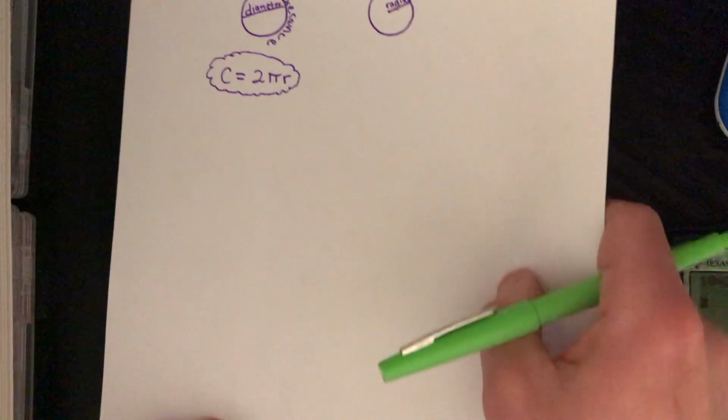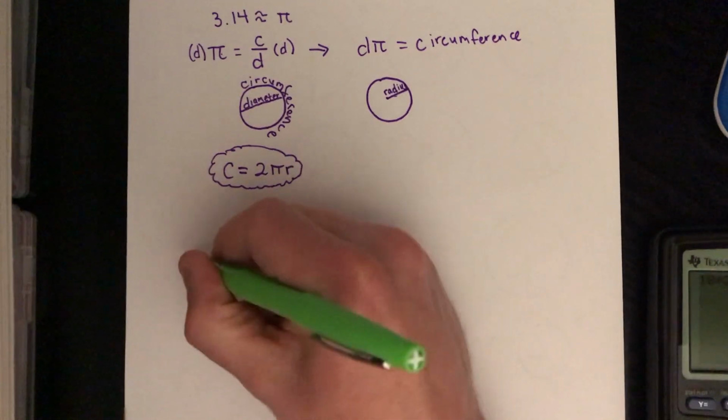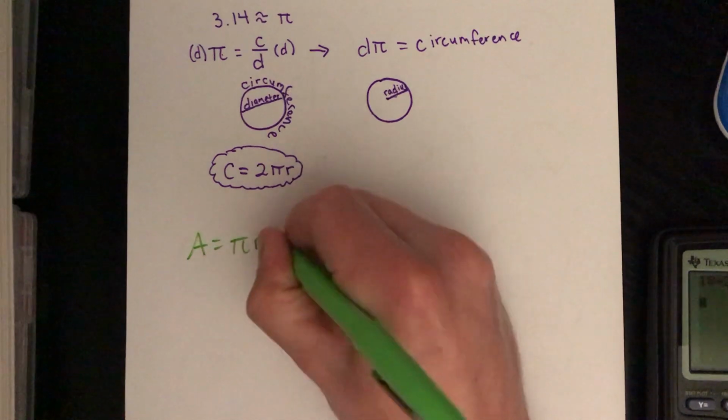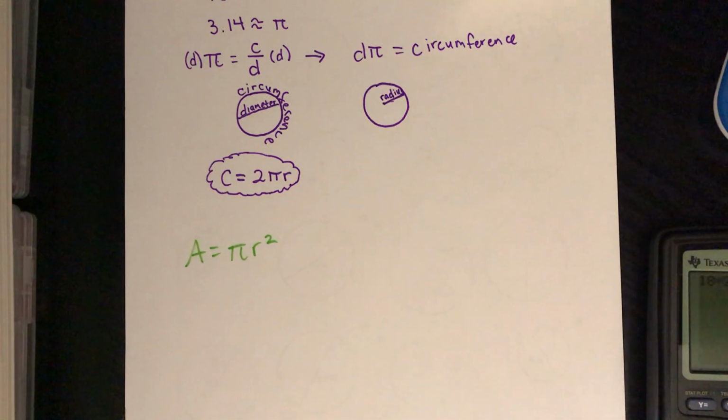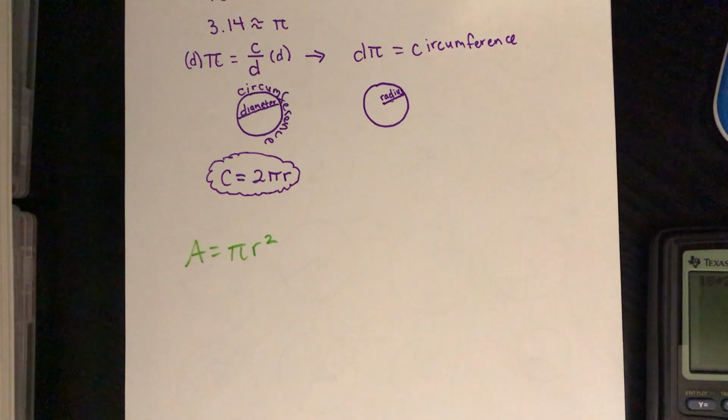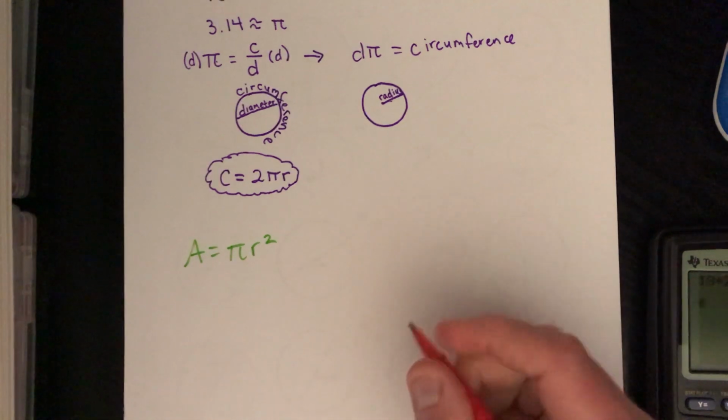All right, so let's talk now about area. So the area of a circle, the formula we need for that is A equals pi times the radius squared. So the circumference formula, the way you usually see it, pi times diameter, that one's more reliant on diameter. Area is more reliant on the radius.